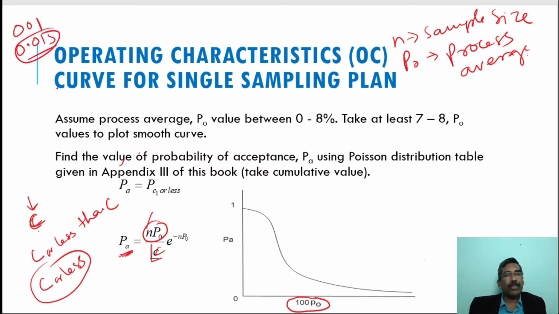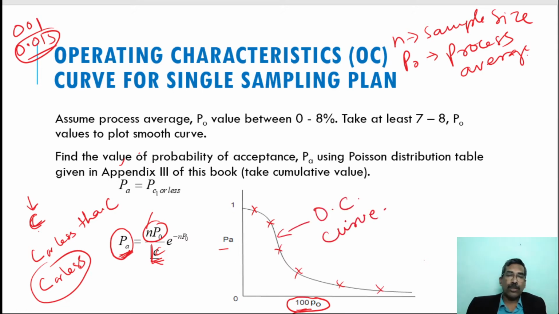After multiplying it with 100, this will be 100 P0, and we find the probability of acceptance considering C or less, and then this PA value is plotted between 100 P0 and PA, and we can find the different values here, and we can plot this curve, and this is known as the OC curve, and this is also known as the operating characteristics curve.